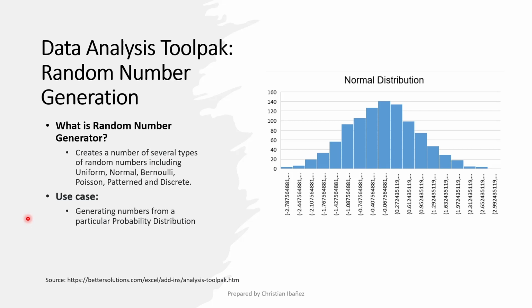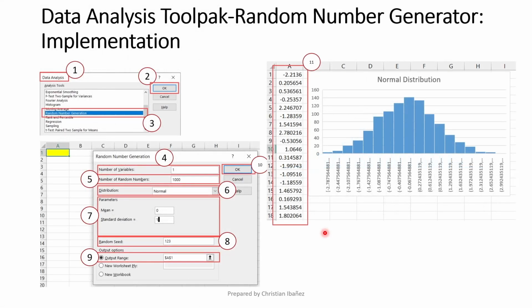It's very useful in studying, or for example, creating a graph of a particular distribution. It makes it easier for us to generate that kind of data, which is the random numbers that we can use to create graphs, for example like this one, the normal distribution. So let's now learn how to implement this in Excel.